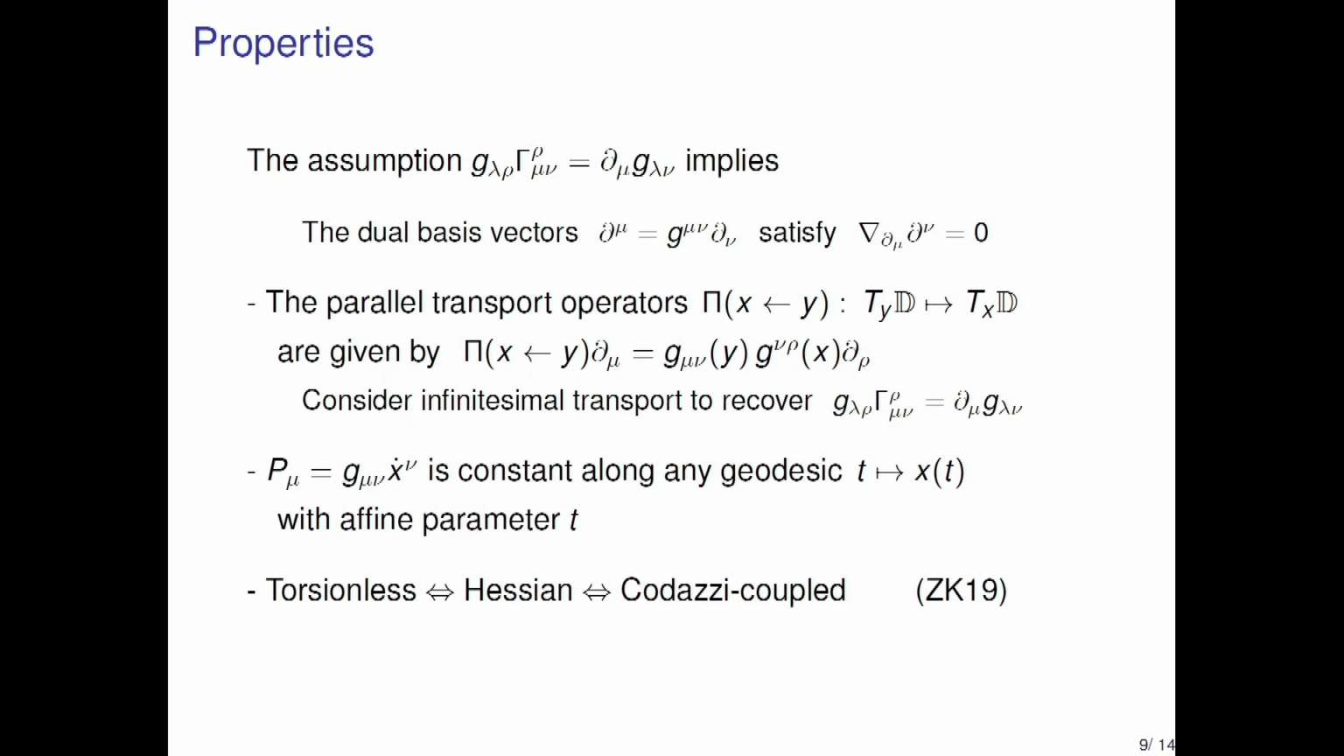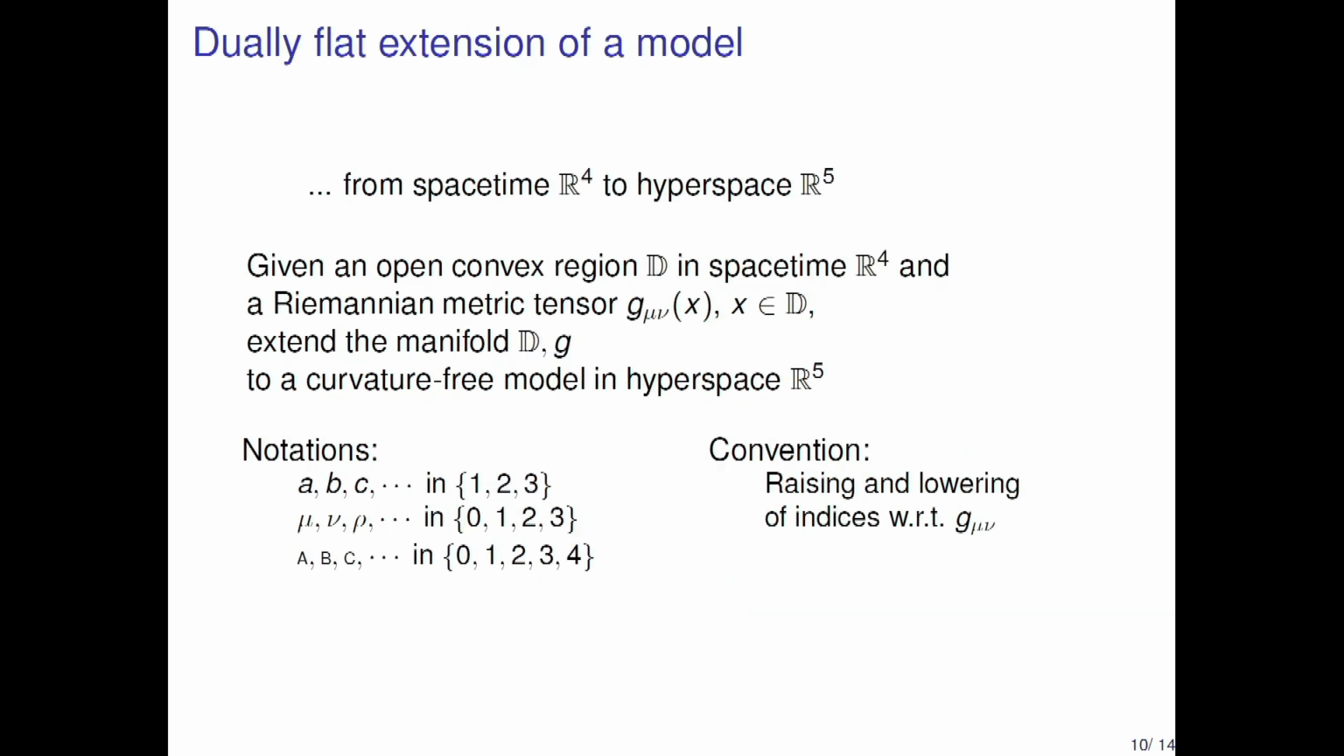In the paper of Zhang and Khan, you find the proof, part of it I have in my notes as well. The connection is torsionless if and only if there exists a potential, such that the Hessian of the potential is the metric. And it's also equivalent with a Codazzi coupling of the metric with the connection. Okay, let me now go to the essence. I hope I still have some time left. How many minutes? 3 minutes, so I'm going quite slowly.